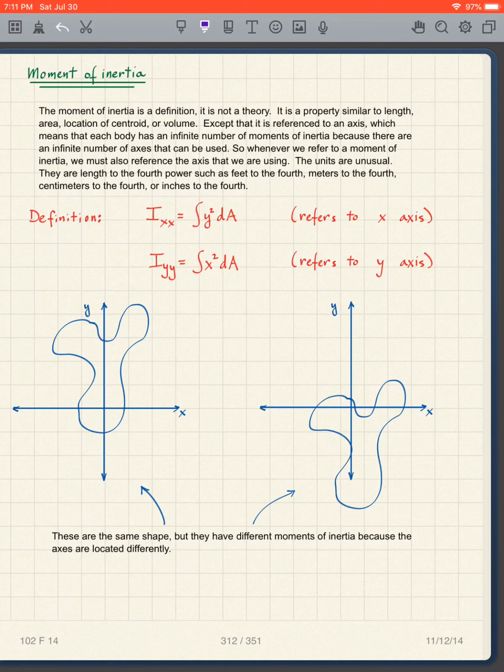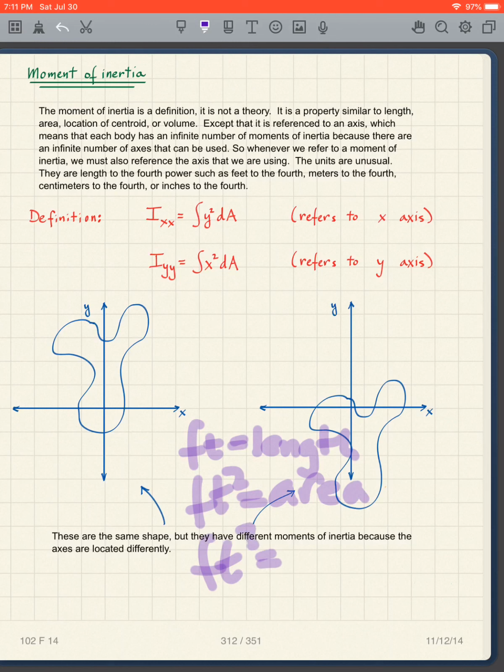And part of the reason is that the units are unusual. The units are length to the 4th power, such as feet to the 4th, meters to the 4th, centimeters to the 4th, inches to the 4th. Well, what does that mean? If I have feet, that's length. If I have feet squared, you can at least relate to area. Feet cubed, volume. But feet to the 4th? It's hard to envision what that means.